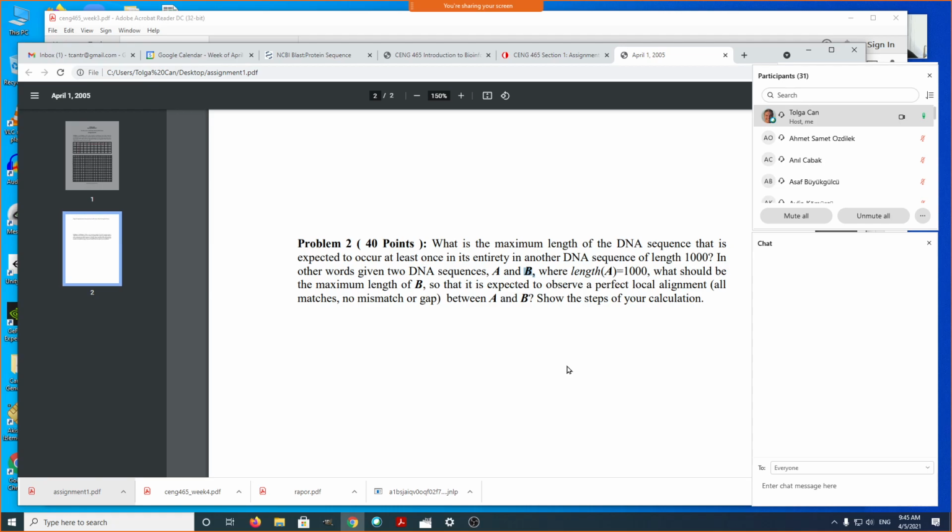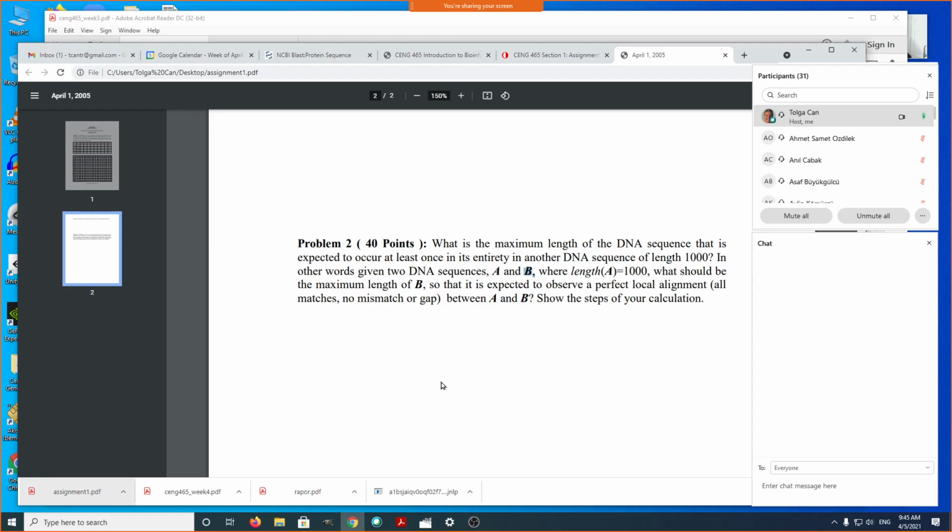Instead of setting the expected value to 1, you may play with the length of B one by one to get closer to the value of 1. And you may just stop there if you get close enough. I'm not looking for an exact answer in problem 2. So if you approximate the actual integer value and just report an integer value here, that will be fine.